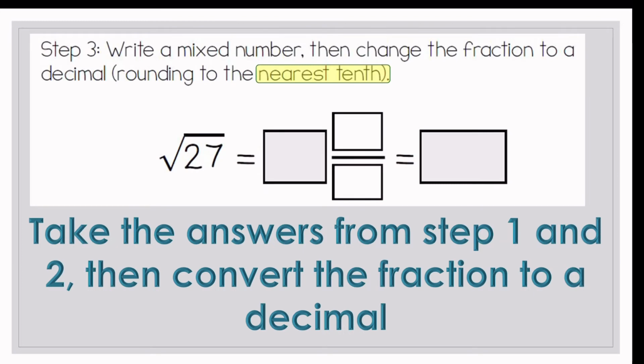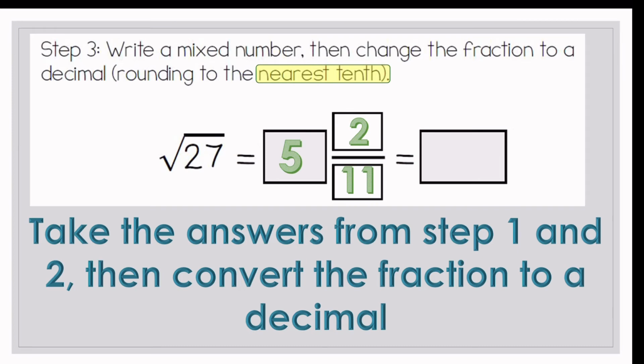So what we're looking at right now is 5 and 2/11ths. But notice what it says: to the nearest tenth. That's 1 decimal place. So I'm going to take the answers that I found in step 1 and 2. From step 1 was 5, and step 2 was 2/11ths. This is why we reviewed converting a fraction to a decimal last week, so you might want those notes. I need to convert 2/11ths into a decimal.